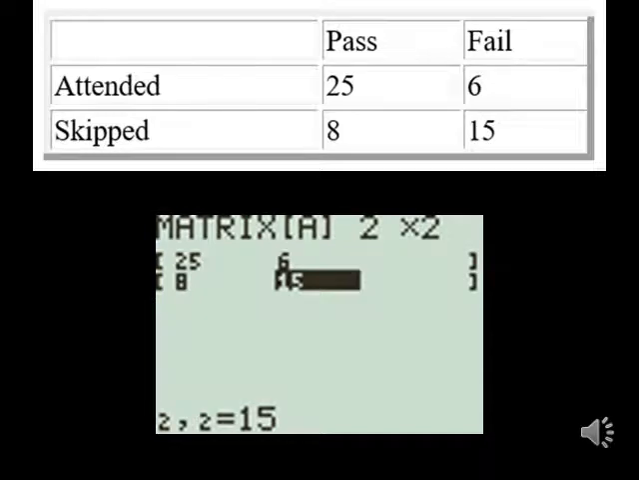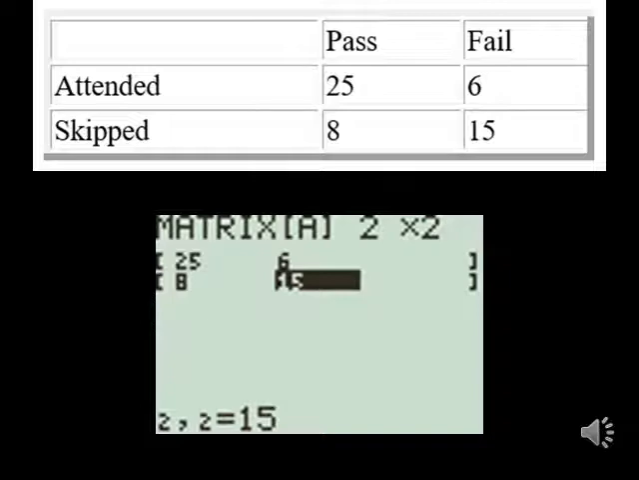And to do that again, we got to get into matrix mode, choose edit, hit enter to choose A. This one is a 2 by 2 matrix, 2 rows and 2 columns. And I'm going to type in those numbers 25, 6, 8, and 15, hitting enter after each one.